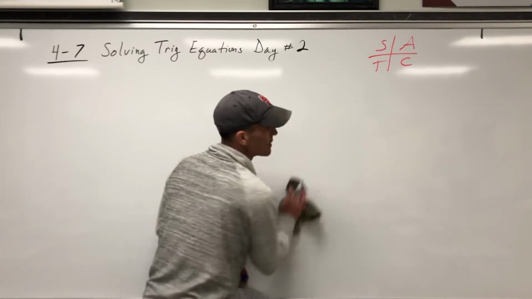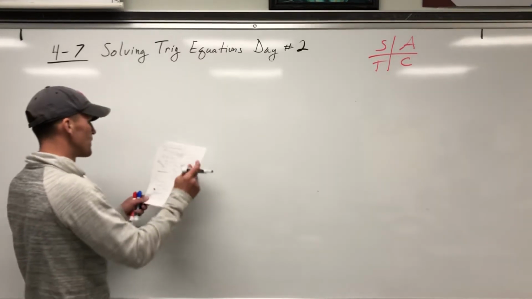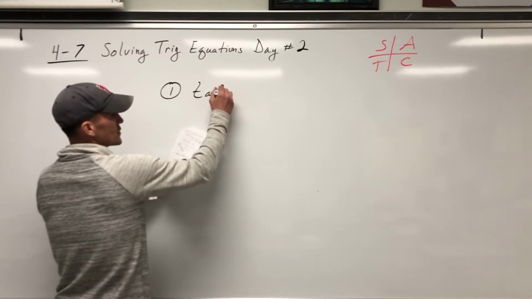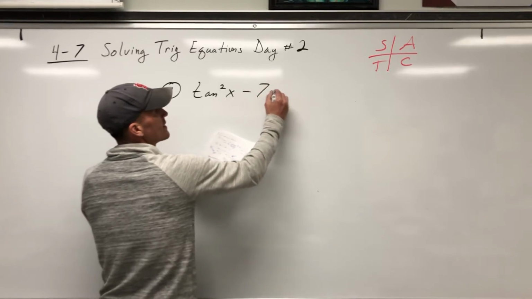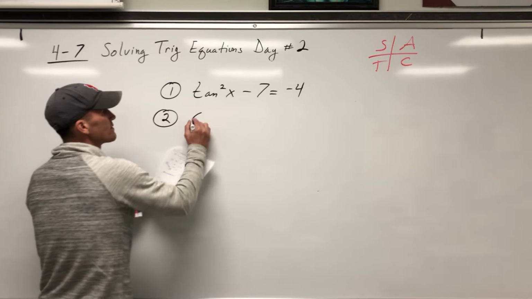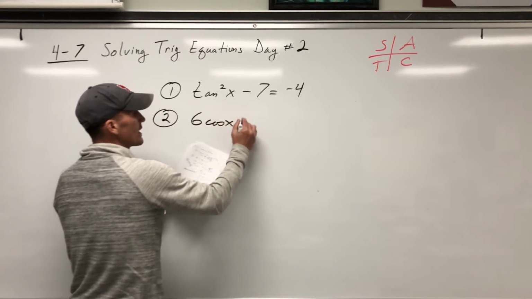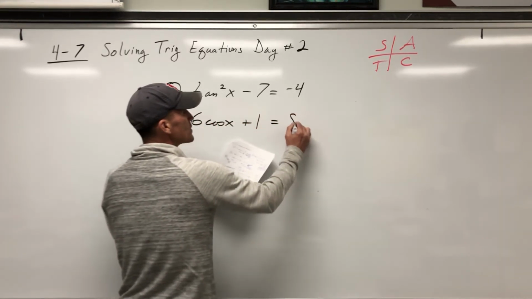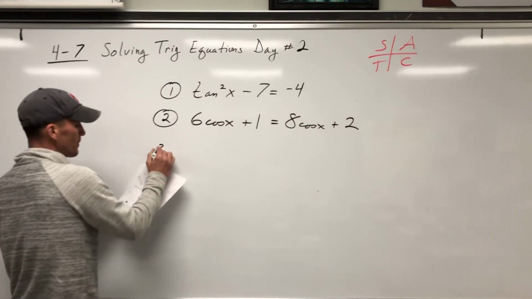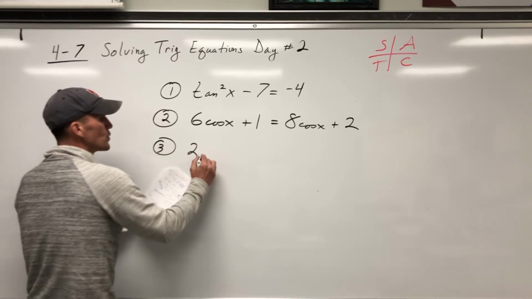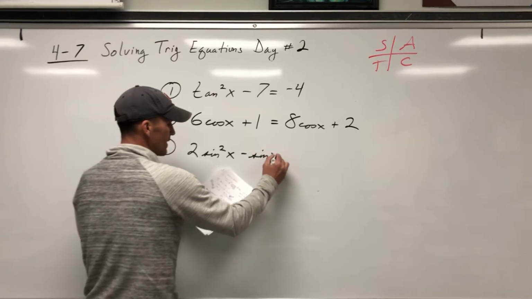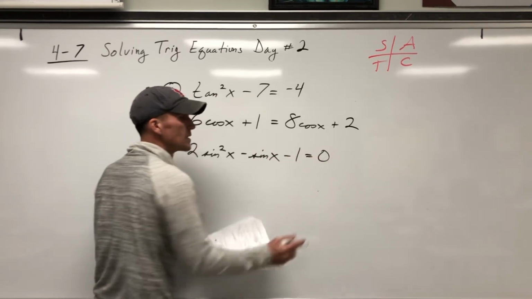And here are 3 homework problems for you. Number 1, you're going to do tangent of the square root of x minus 7 equals negative 4. Number 2, you have 6 times cosine of x plus 1 equals 8 times cosine of x plus 2. And number 3, you'll have 2 times sine squared of x minus sine of x minus 1 equals 0.